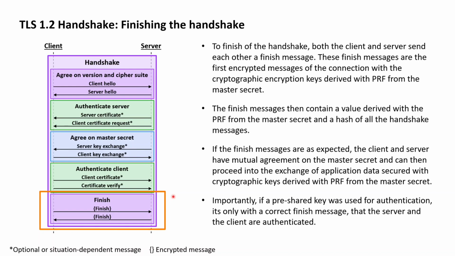When both peers received correct finish messages, then the TLS handshake protocol finishes and both the client and the server proceed into the exchange of application data secured by cryptographic keys, again derived with the pseudorandom function PRF from the mutually agreed-on master secret. With this, it's clear that successfully finishing the handshake means that a secure channel has been constructed between the client and the server, even if the client and the server have never met before. Absolutely amazing, isn't it?